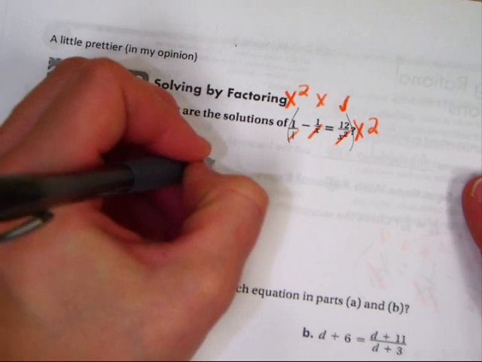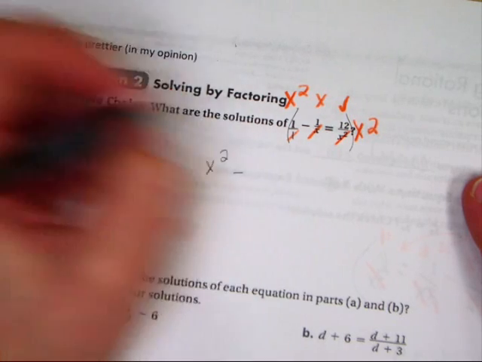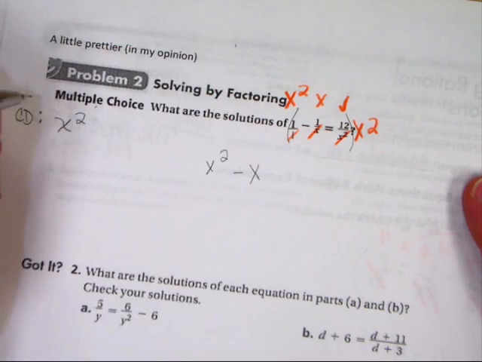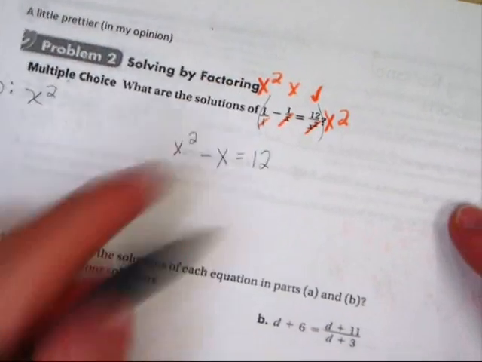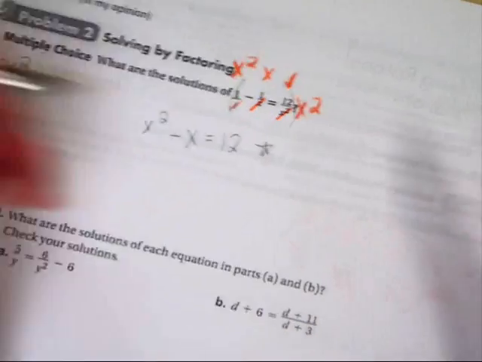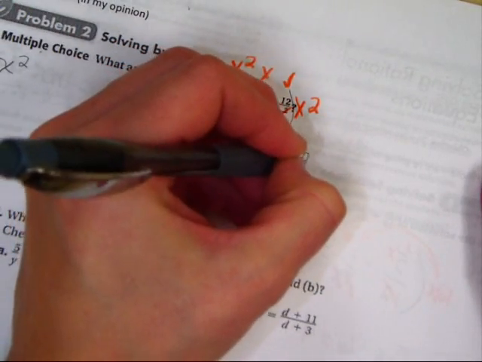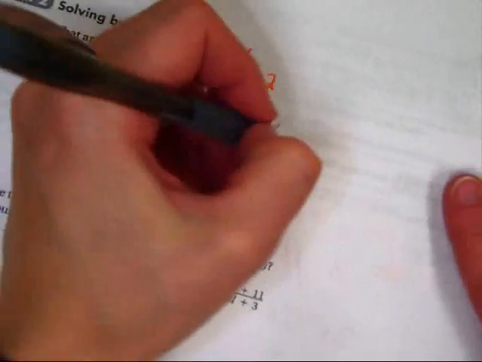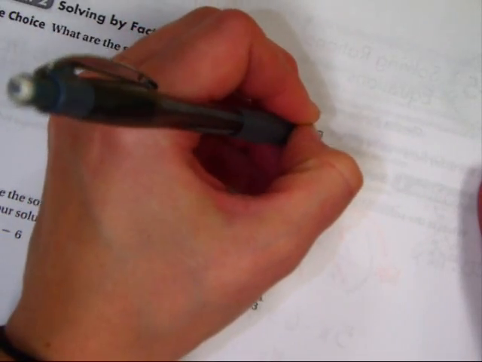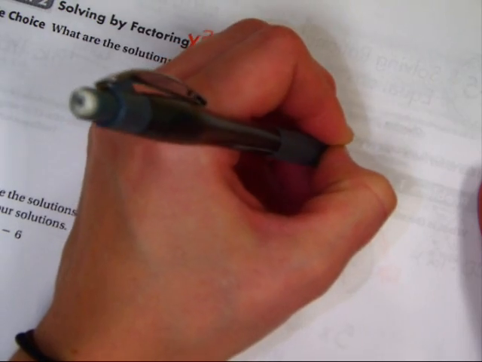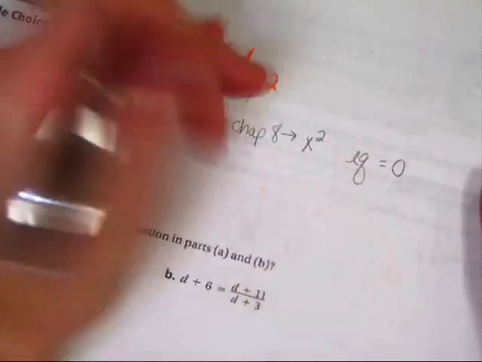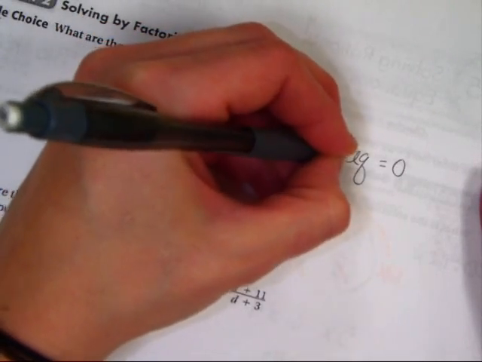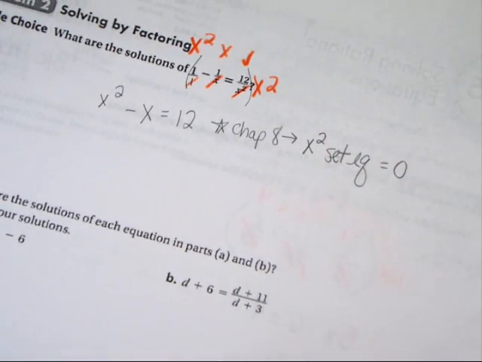1 times x squared is x squared, minus 1 times x is 1x, or just x, equals 12. Now you have to remember here to think about chapter 8. Actually, I think we did do this in chapter 8. Whenever you see x squared, you set your equation equal to 0. So let's say when there's an x squared, set your equation equal to 0.